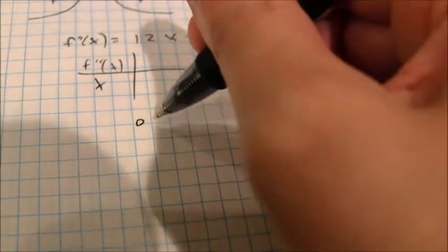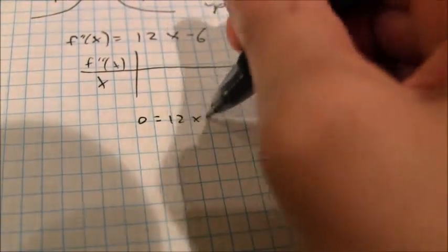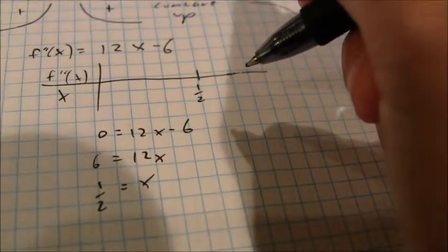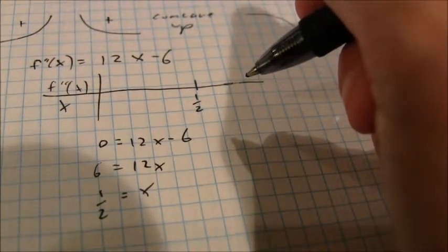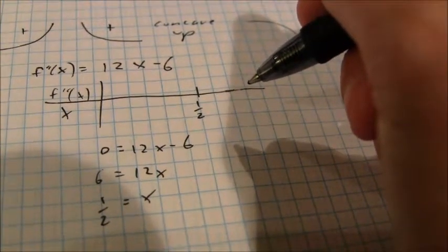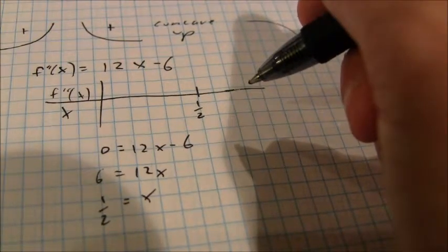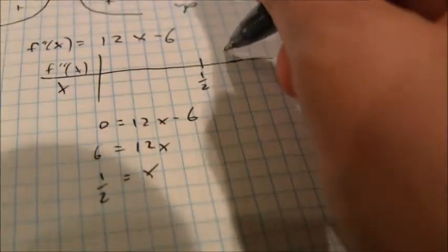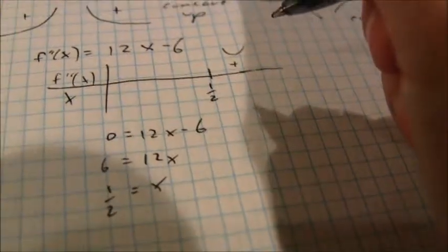And I'm going to set the second derivative equal to 0. So that's 6 equals 12x. X is going to be 1/2. So that's the number I put on my number line. If I pick a value that is bigger than 1/2, for example, if I put something like 1 into this function, that would be a positive value. That would be concave up.